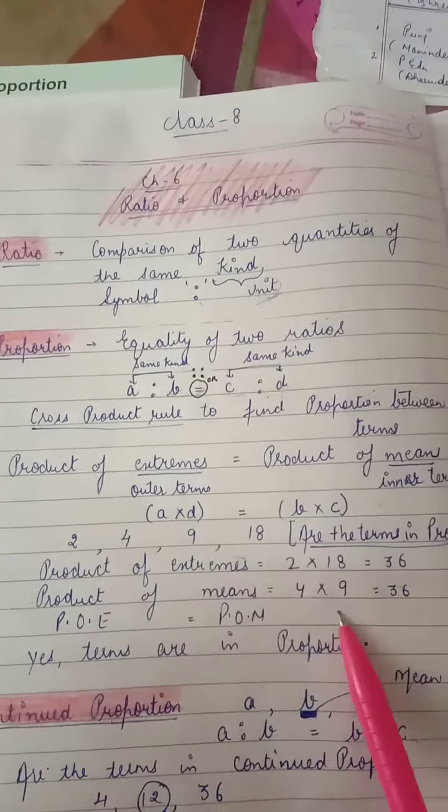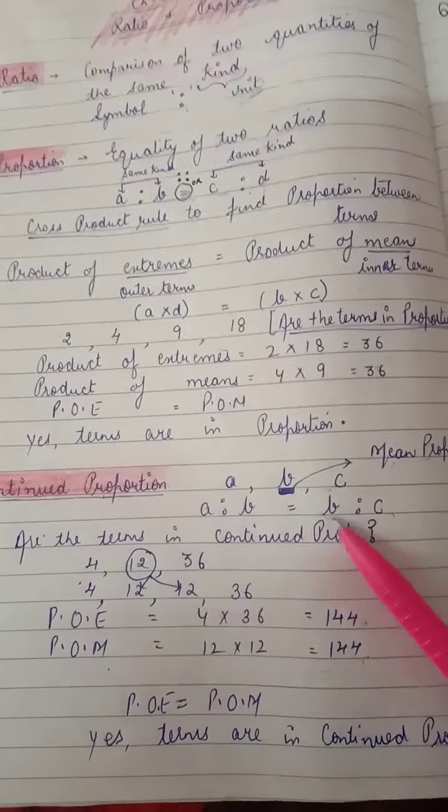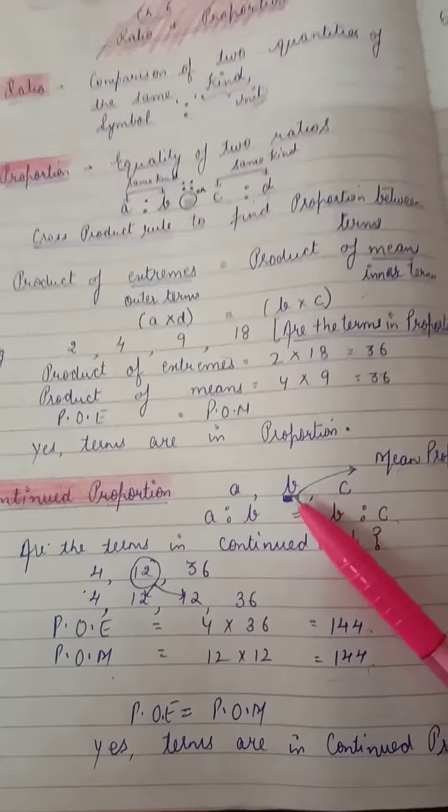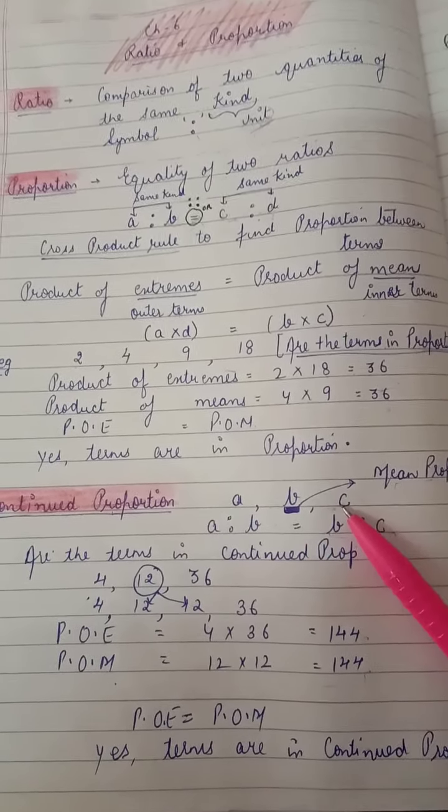Now coming to the next term, continued proportion. It's almost same. The only difference in continued proportion is that we get three terms, A, B and C, or 1, 2 and 3. So here to form a proportion, we double the middle term, which is also called mean proportion. So we're going to double the mean term. A ratio B, that's ratio between first and second, is equal to B ratio C, that's the ratio between the second and the third term.